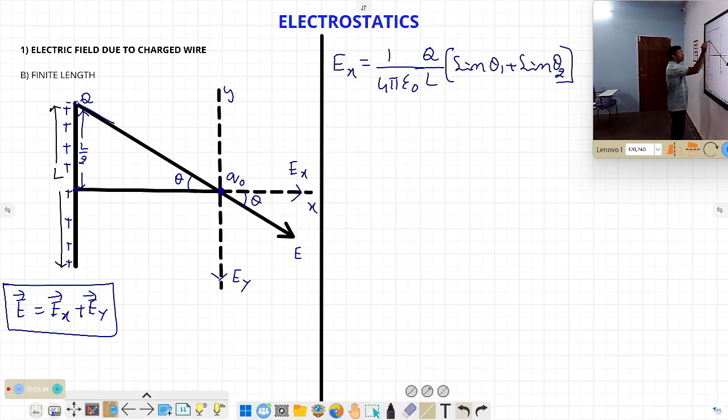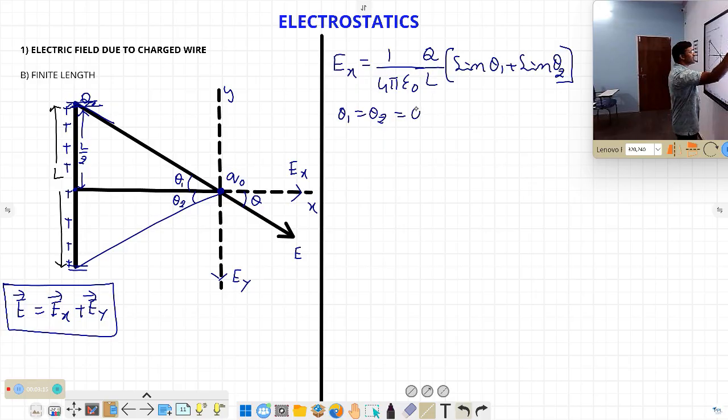If you take the elementary portion above the line of bisector, it makes an angle theta 1. If you take the same elementary portion below, it makes the angle theta 2. In this case, from the line of bisector, above and below, the length is the same, L by 2. That's why theta 1 is equal to theta 2, which I call theta.